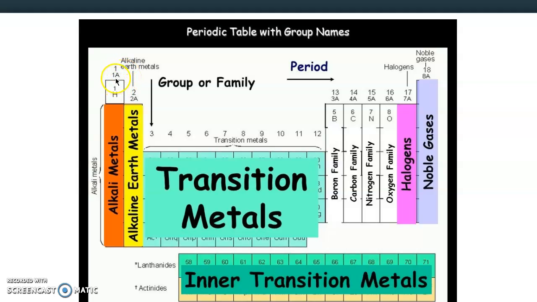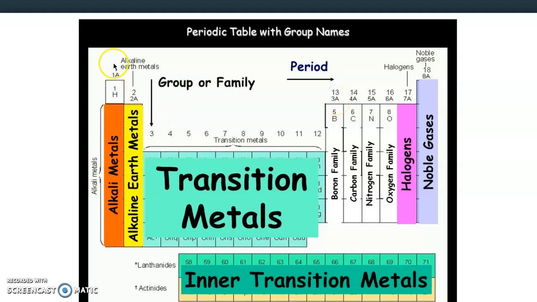We have actually 18 total columns. So 1, 2, 3, 4, 5, 6, 7, 8, 9, 10, 11, 12, 13, 14, 15, 16, 17, and 18. So 18 total. Now, if we wanted to just look at valence electrons, we would look at the A's. So 1A, 2A, 3A, 4A, 5A, 6A, 7A, and 8A tell us the valence electrons in each of these, which is what's really important for our chemistry.